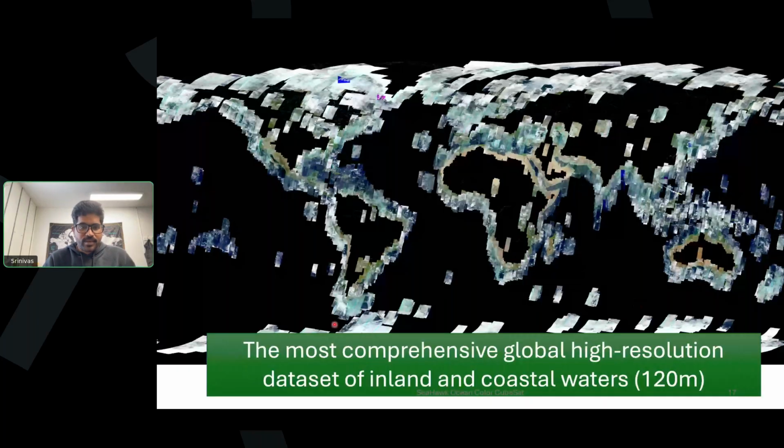This is the entire footprint of the Hawkeye CubeSat. You can see that most of these images were in the coastlines around the world because it had some issues with the GPS, so it had to stick with a reference, which is a coastline. So most of these images are in the coastline, and this is the most comprehensive global high spatial resolution data of ocean color in inland and coastal waters at 120 meters.